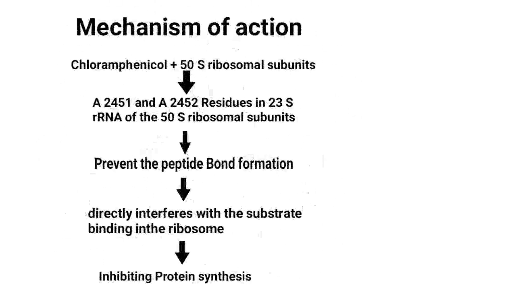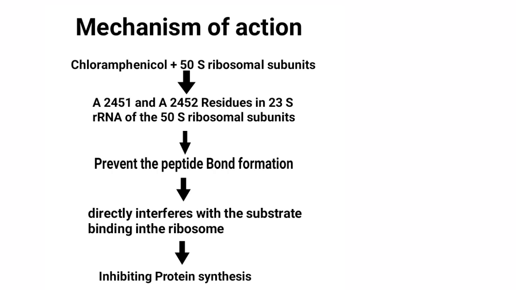Now we will see the mechanism of action of chloramphenicol. Chloramphenicol binds with 50S ribosomal subunits, at the A2451 and A2452 residues in the 23S rRNA of the 50S ribosomal subunit. Chloramphenicol binds with these two residues and prevents peptide bond formation, directly interfering with substrate binding in the ribosome, and it finally inhibits protein synthesis.